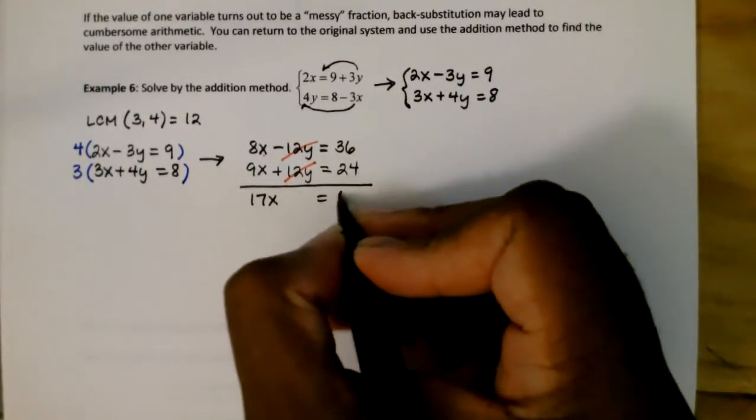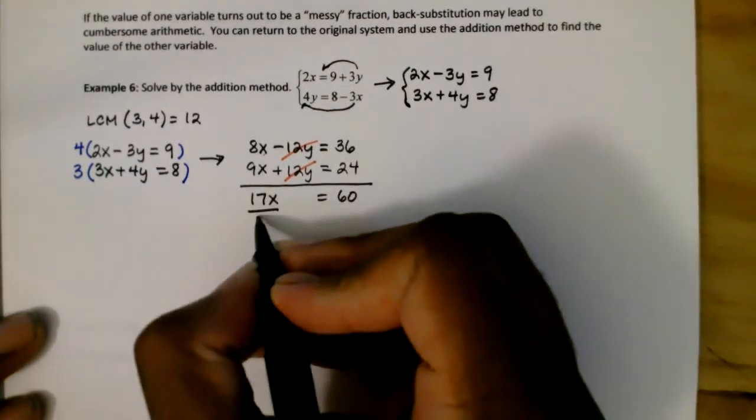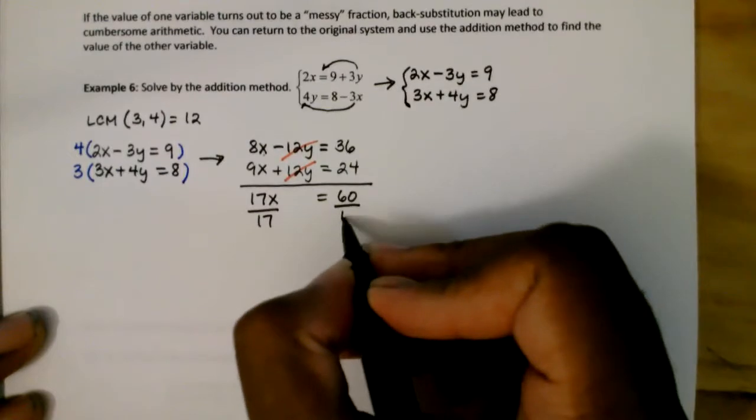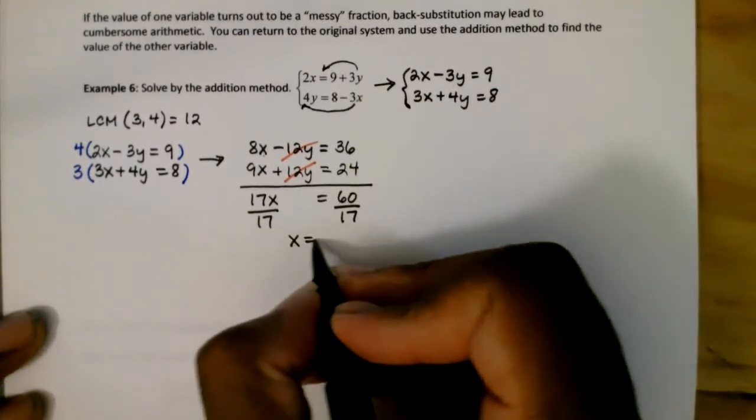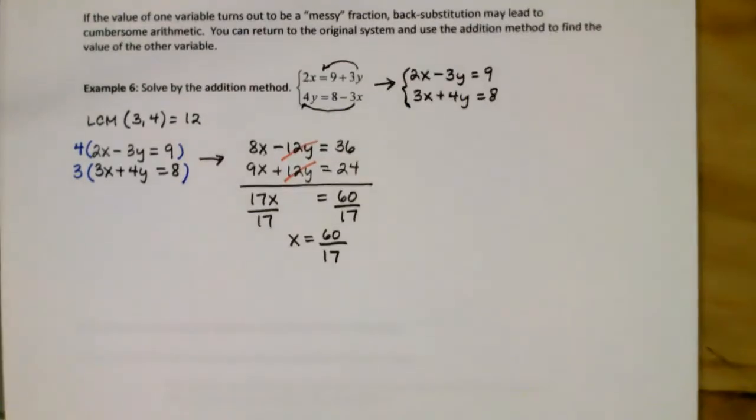Equals 36 plus 24 is 60. So I have 17x is equal to 60. But when I divide both sides by 17, you're going to get x is equal to, and we'll leave this as 60 over 17.